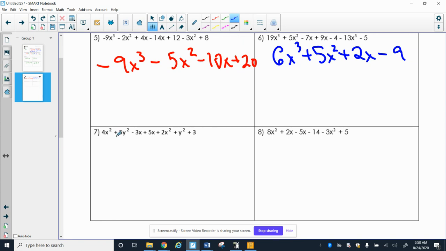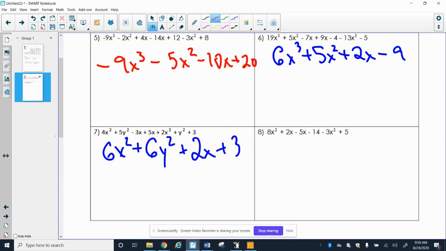Last two. 7, we have some x's and y's. Okay, so 4x squared would combine with 2x squared to make 6x squared. 5y squared would combine with y squared, make plus 6y squared. Negative 3x would combine with 5x, make plus 2x. And then we just have that plus 3 hanging out at the end.